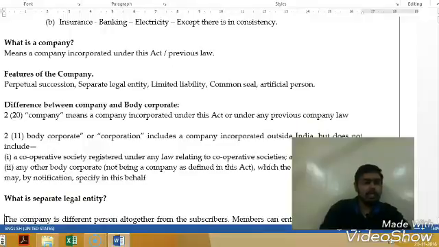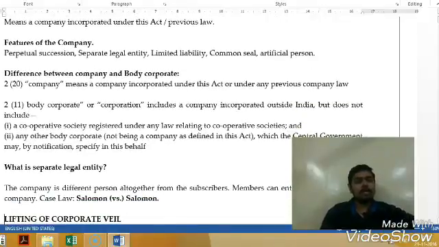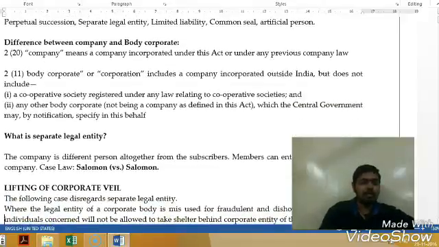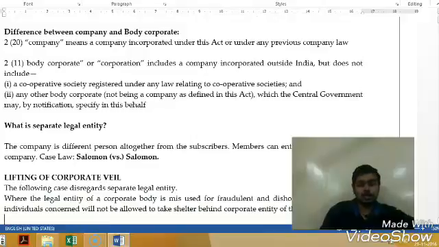What are the features of the company? A company will have perpetual succession, separate legal entity, limited liability, common seal, and artificial person. Then what is the difference between a company and a body corporate? A company means a company incorporated under the Companies Act, but a body corporate includes a company as well as any other establishment which is registered under an Act of Parliament, but does not include a cooperative society.